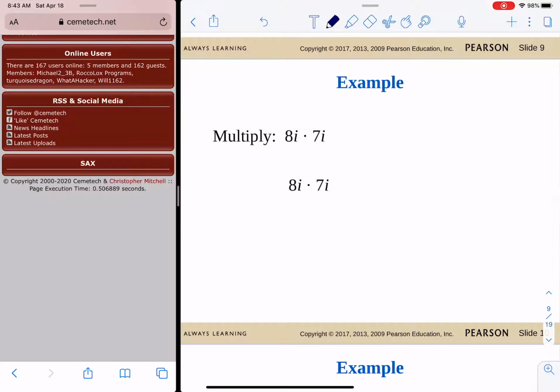So let's multiply these two simple terms. So I'm going to bring all the numbers together. So 8 times 7, and the i's together, i times i. There are two i's, so we've got to account for both of them. 8 times 7 is 56. i times i is i squared, and i squared is -1. So the answer is -56.